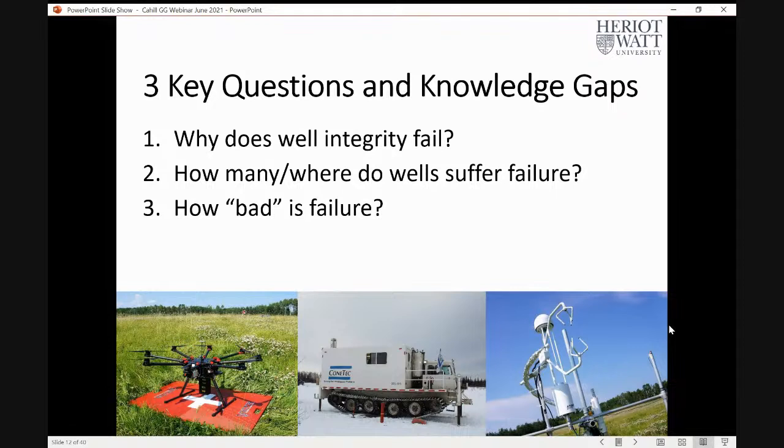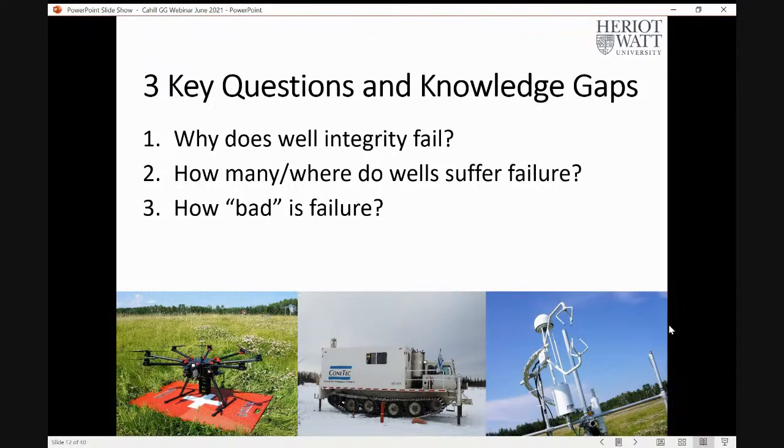How many and where do wells suffer integrity failure? So how big a problem is this? Often there can be knee-jerk reactions that it is happening everywhere all the time, or conversely, you get the opposite suggestion that it never happens. And of course, neither is true. Often it's a sliding scale, but can we characterize and constrain that?